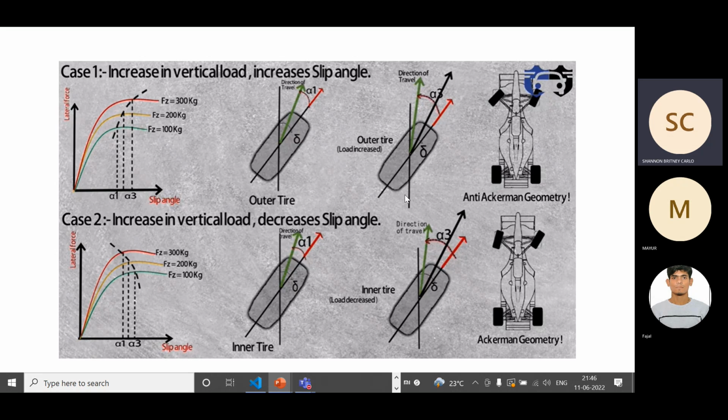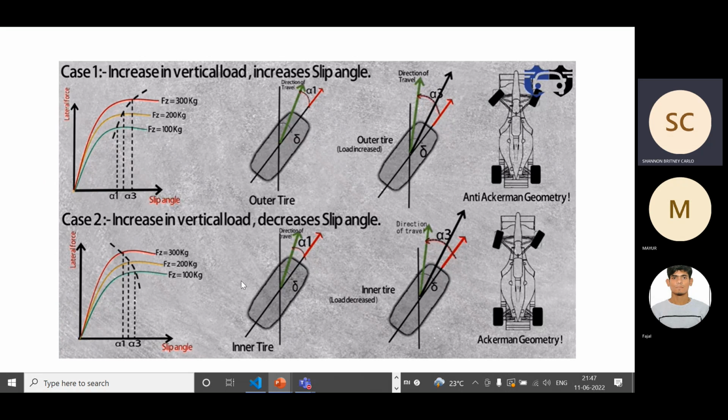Here this is the outer tire and this is the inner tire. This is the steering angle delta and this is the slip angle alpha 1. This is the direction of travel. Since the load is increased, the slip angle will increase. Here it was alpha 1, and here it increases to alpha 3. Now the direction of travel has shifted to this side. If I want to get the original direction of travel, it will come somewhere here. For that to happen, the outer tire will be tilted more inward compared to the inner tire. You can see here, this is the anti-Ackermann geometry.